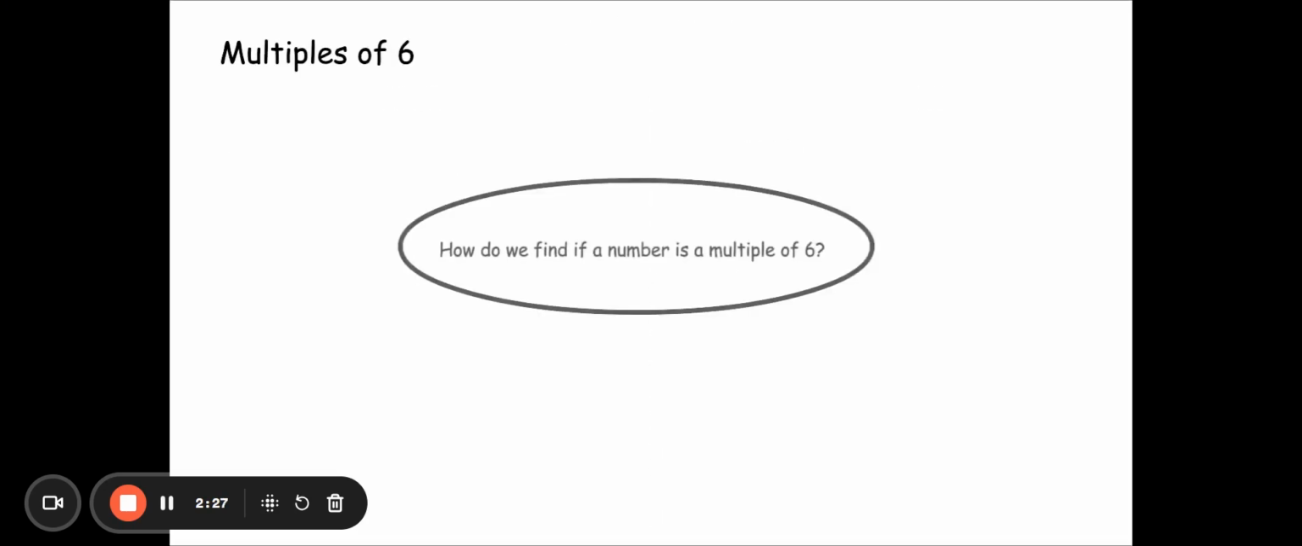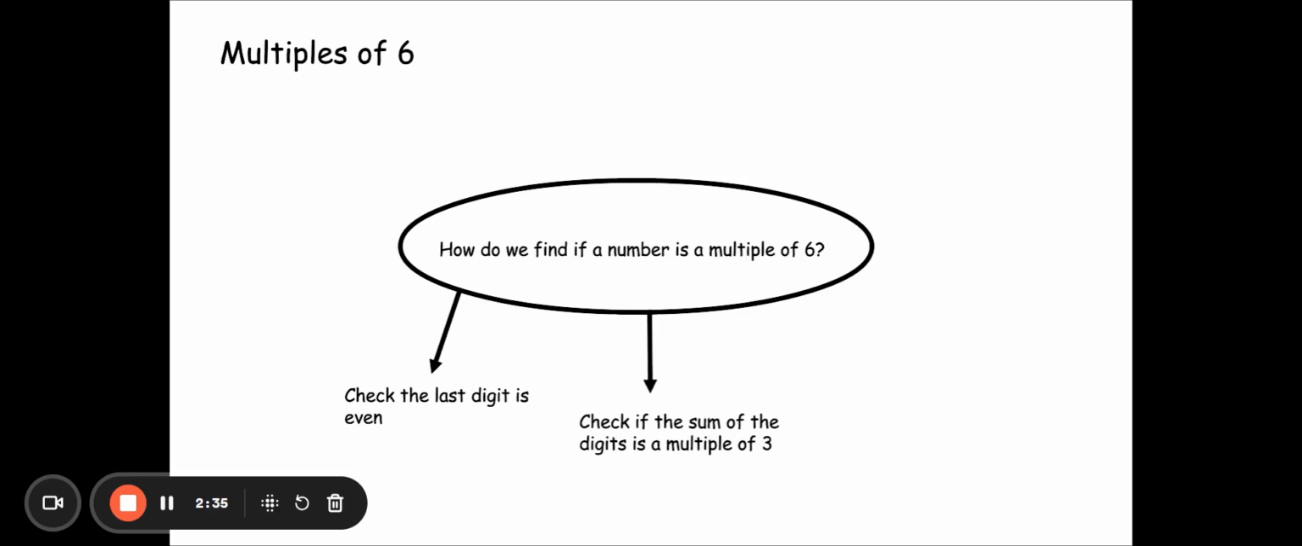Then multiples of 6. First, we check if the last digit is even. If it is, then the whole number is divisible by 2. Then we check if it's divisible by 3 by checking the sum. If it's divisible by 2 and it's divisible by 3, then the whole number is going to be divisible by 6.